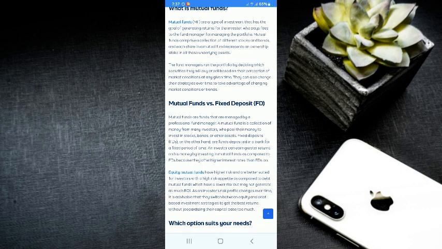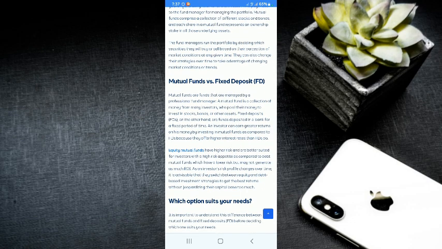Now here comes the big question. Should you go for mutual funds or fixed deposits? Well, we know that mutual funds are managed by a professional fund manager, and a mutual fund is a collection of money from many investors who pool their money to invest in stocks, bonds, and or other assets. Fixed deposits, on the other hand, are funds deposited in a bank for a fixed period of time. An investor can earn greater returns by investing in mutual funds as compared to fixed deposits because they offer a higher interest rate than fixed deposits do.